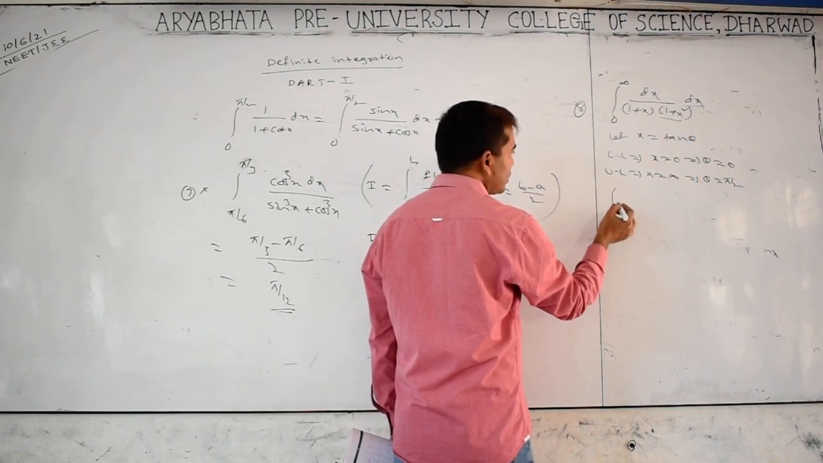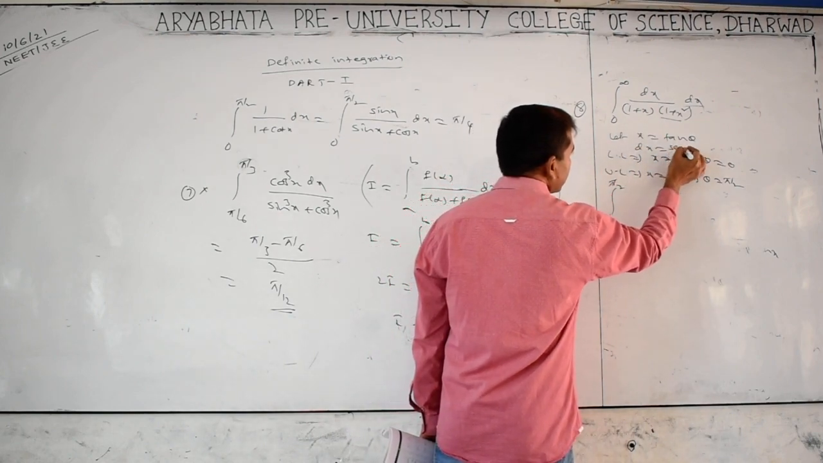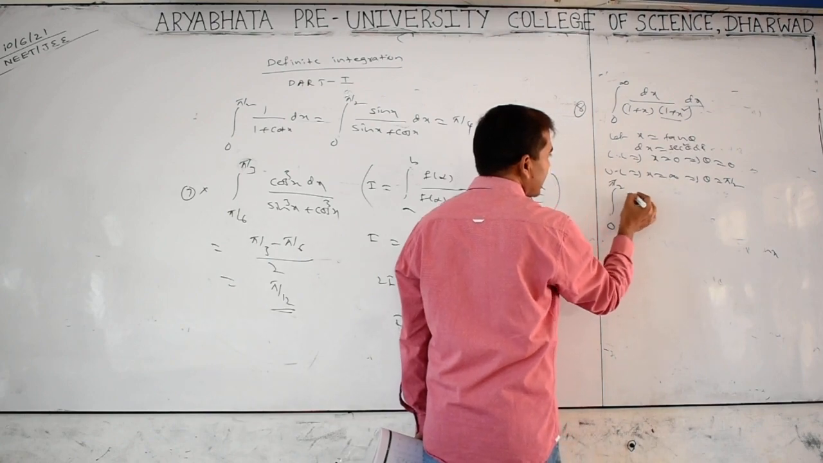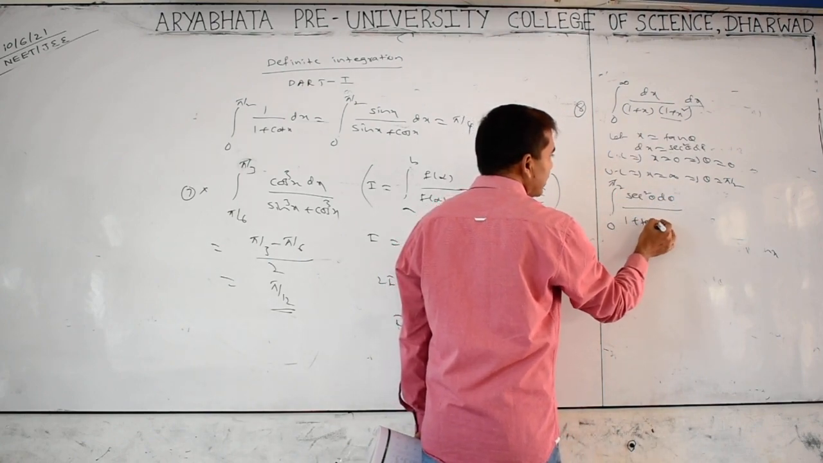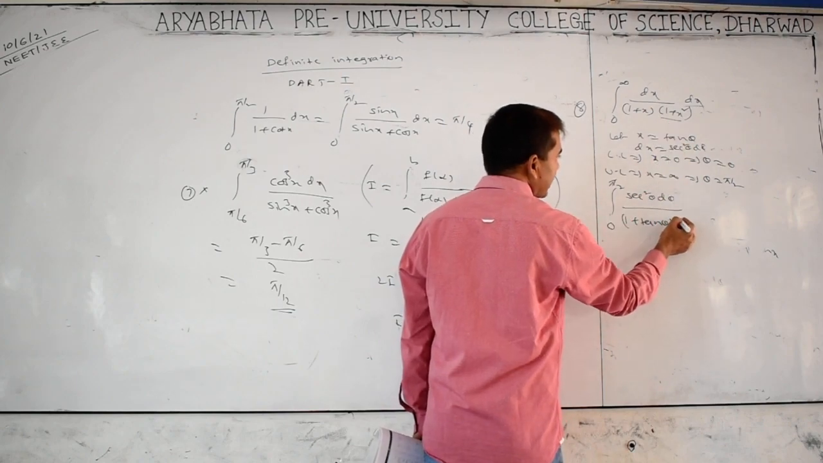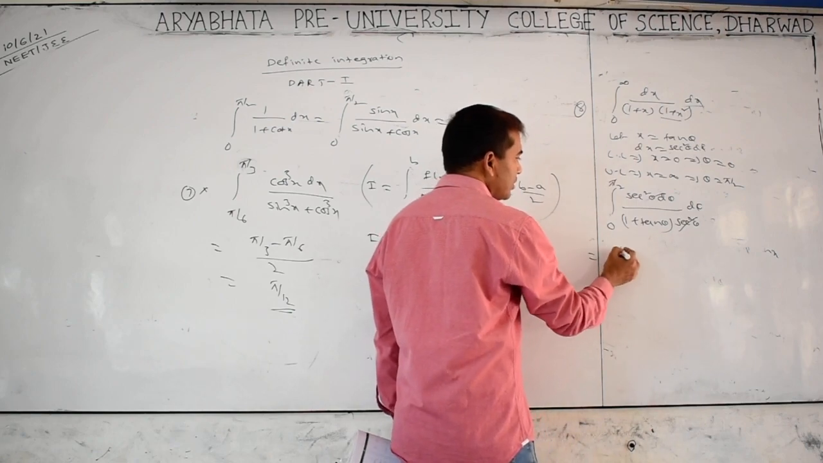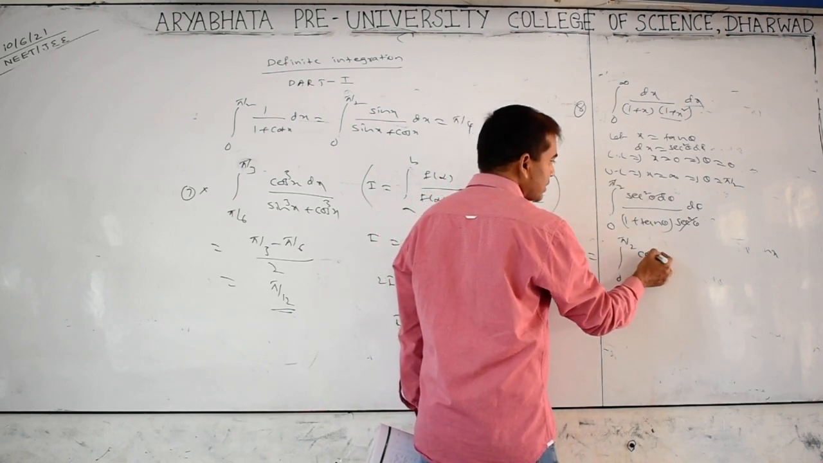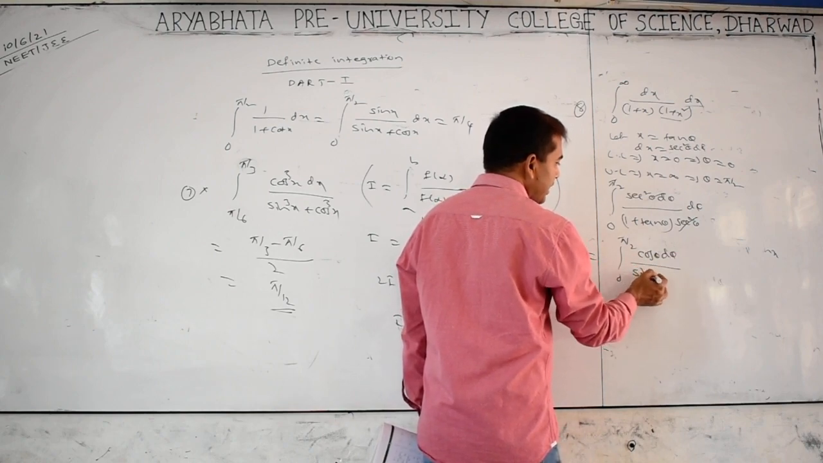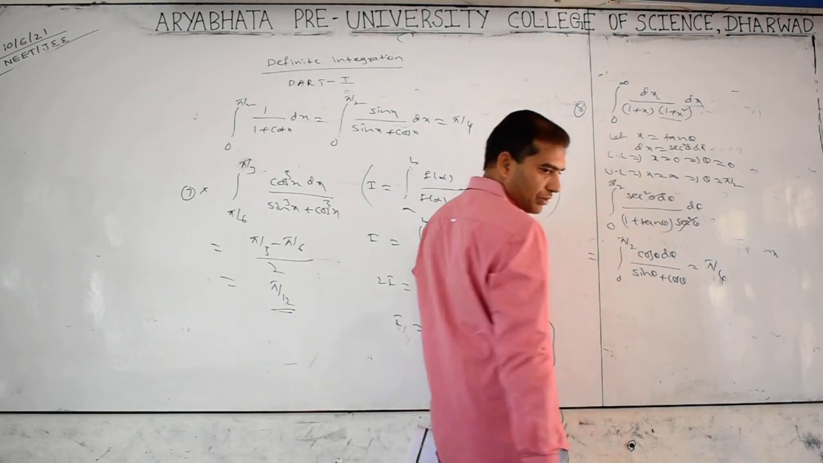So integration 0 to pi by 2, dx equal to secant square theta d theta, secant square theta d theta by 1 plus tan theta, then 1 plus tan square theta is secant square theta. This gets cancelled. So tell me, 0 to pi by 2, 1 plus tan theta, sin by cos comes up, cos theta d theta by sin theta plus cos theta. What is the answer? It is pi by 4.